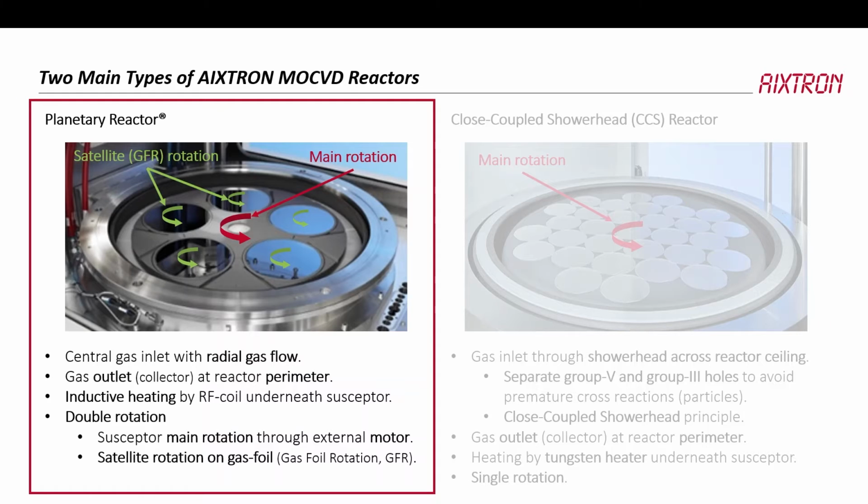I will talk about this gas foil because it allows us to do some tricks to improve the uniformity, the yield and cost. Then we have a central gas inlet. It's not shown here; it hangs from the top, and the gas flows out radially from the center to the edge where the exhaust is. And the magic happens in between.